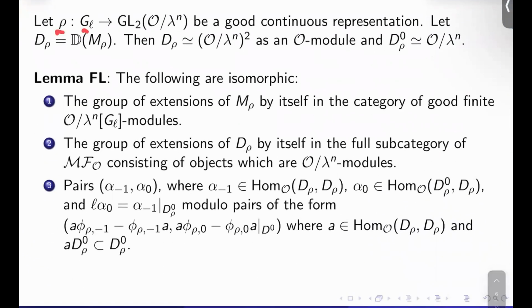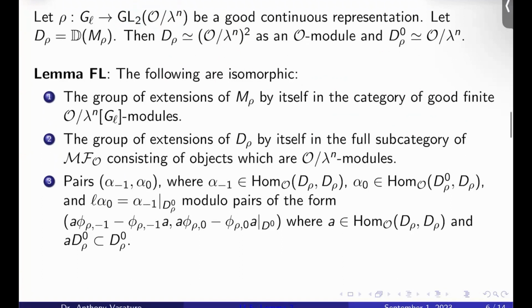So let rho from G_L to GL2 of O mod lambda to the n be our good continuous representation. We'll let D sub rho be D of M sub rho, where M sub rho is the representation space. Then D sub rho is isomorphic to (O mod lambda to the n) squared. That's kind of a definition check on the functor blackboard D. I think we probably need to dig a little bit more into D to see why that's true, but maybe you can think about it. So this is as O modules. And then there's not much room in here, so to speak, if D0 has to be a summand of D, so D0 rho must be O mod lambda to the n.